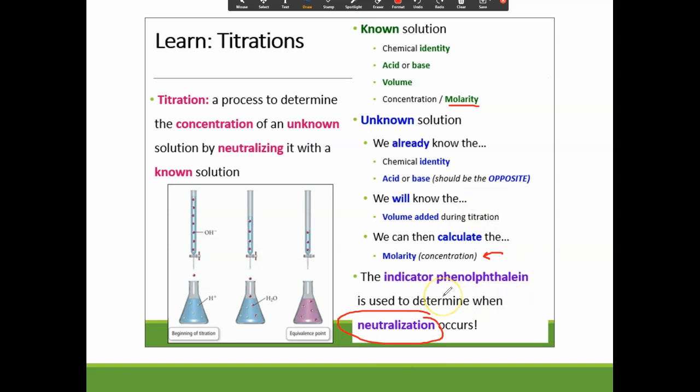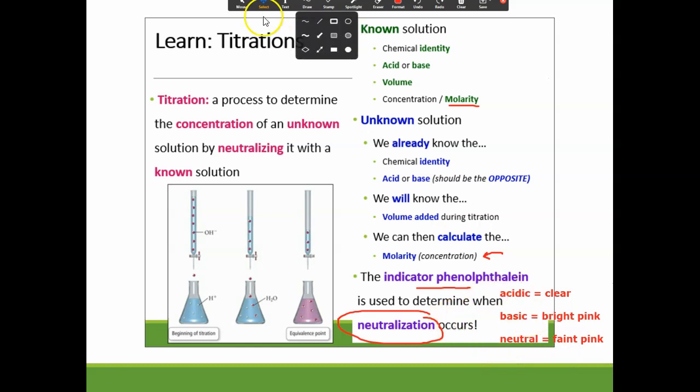Now, again, the only way that my equation for a titration works is if it's at its neutralization point. So that means that we need to know when neutralization occurs, and we can use an indicator called phenolphthalein to know when neutralization occurs, because when we have an acidic solution, phenolphthalein is clear. When we have a basic solution, it is bright pink, but when we have a neutral solution, it is faint pink. And so if we add acid to base or base to acid, once it reaches the faint pink point, we know that it's at a neutral point, and now I can use the special titration equation to calculate the molarity of the unknown solution.